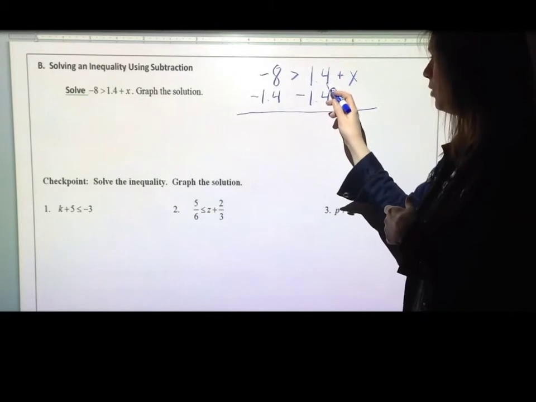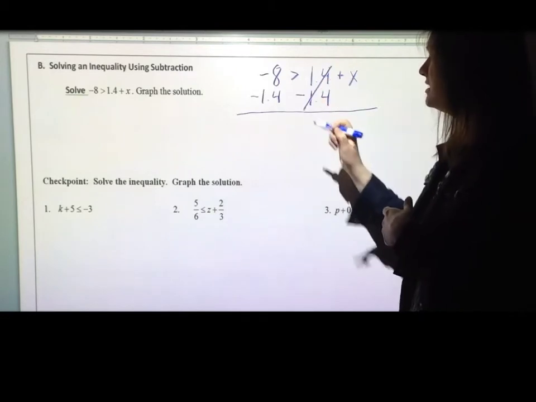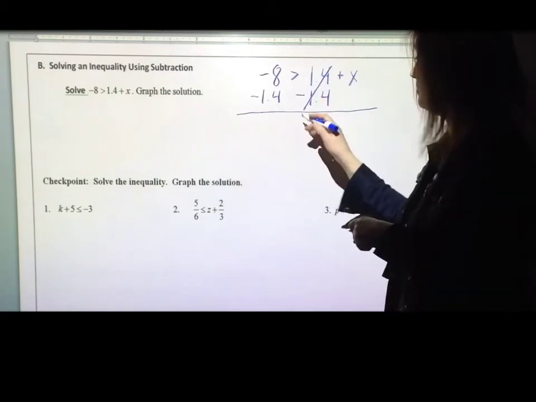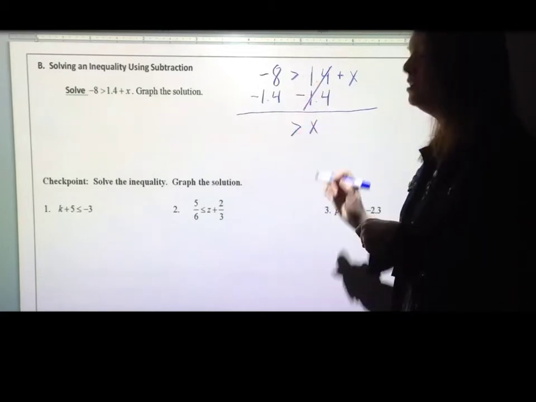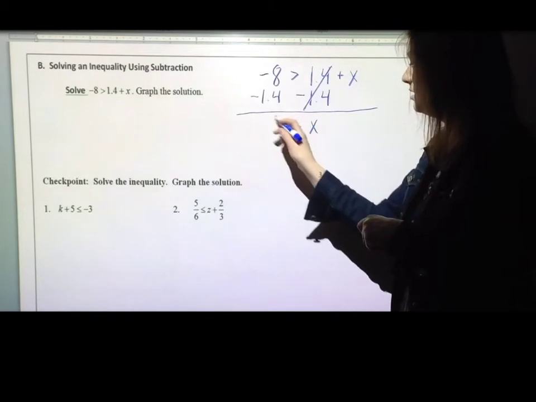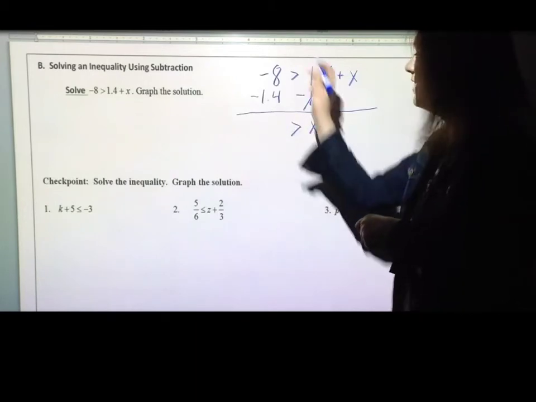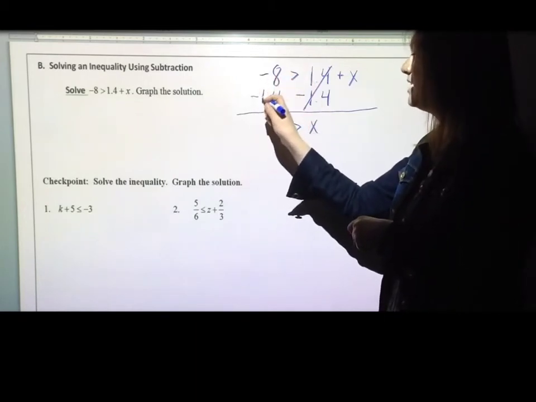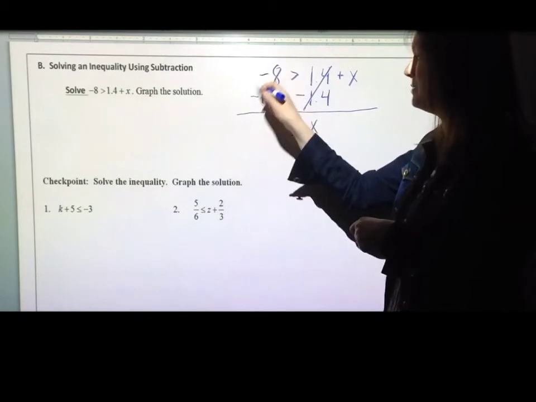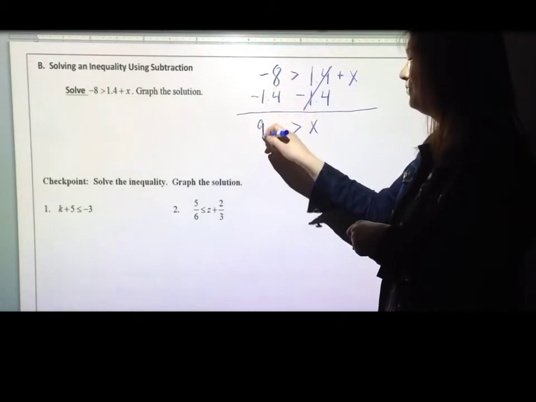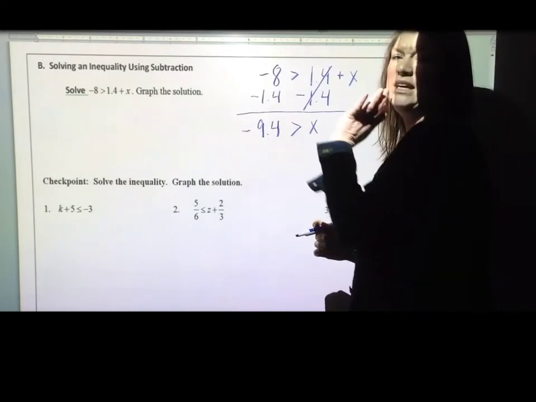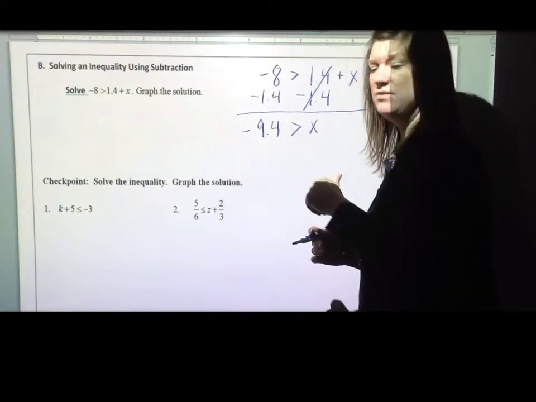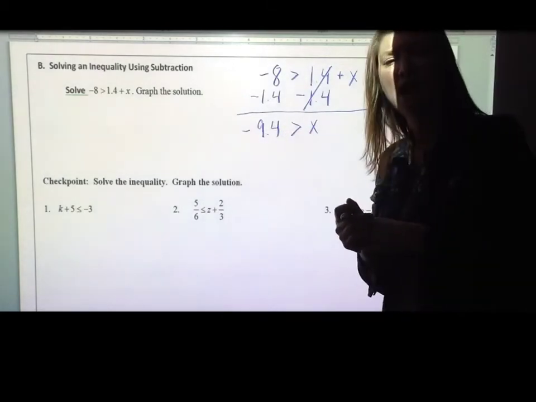So positive 1 4/10 minus 1 4/10 makes a 0, so I'm left with a single x on the right-hand side, and then I keep my inequality sign, that the left side is greater than x. Then I simplify this side. Negative 8 minus 1 4/10, same sign, so we find the sum, and we keep the sign. Because we're at negative 8, and we're going even smaller by 1 4/10. So we're at negative 9 4/10.